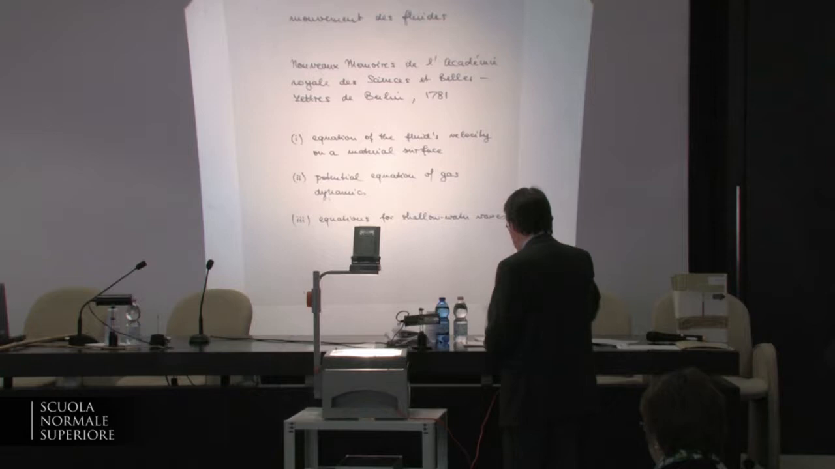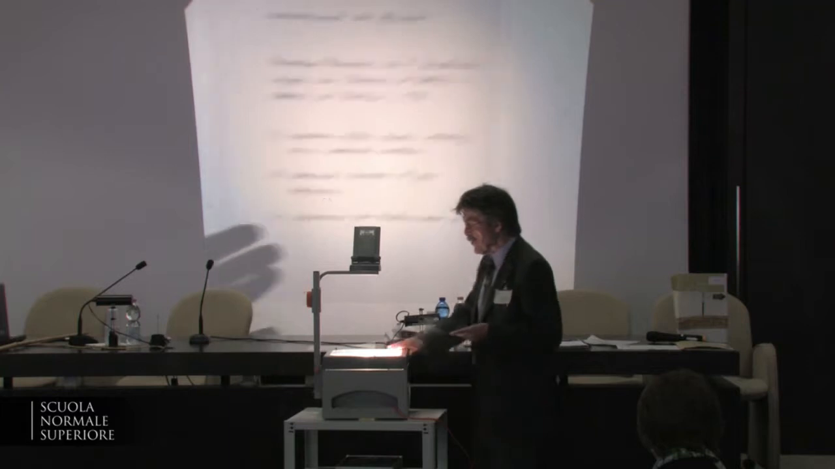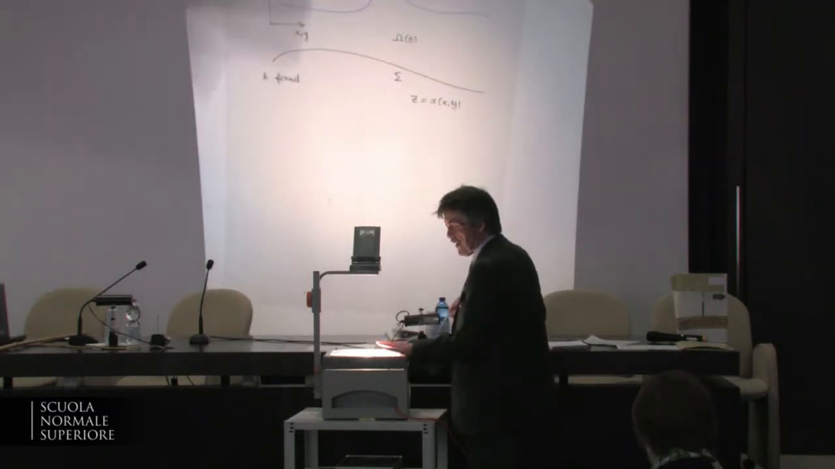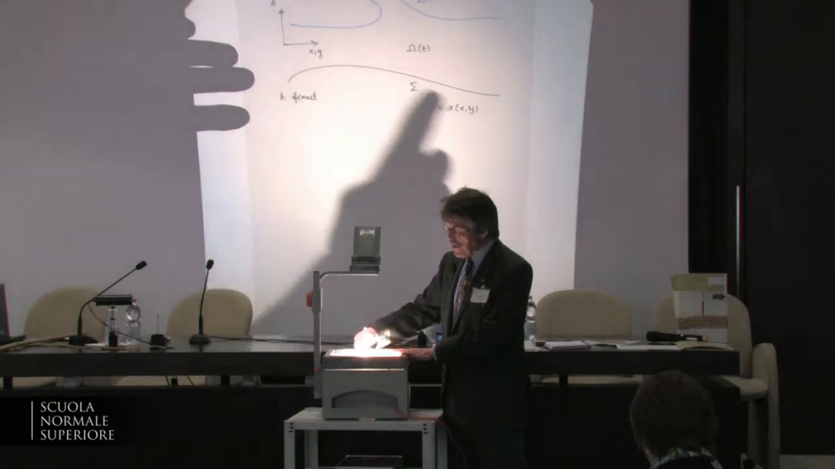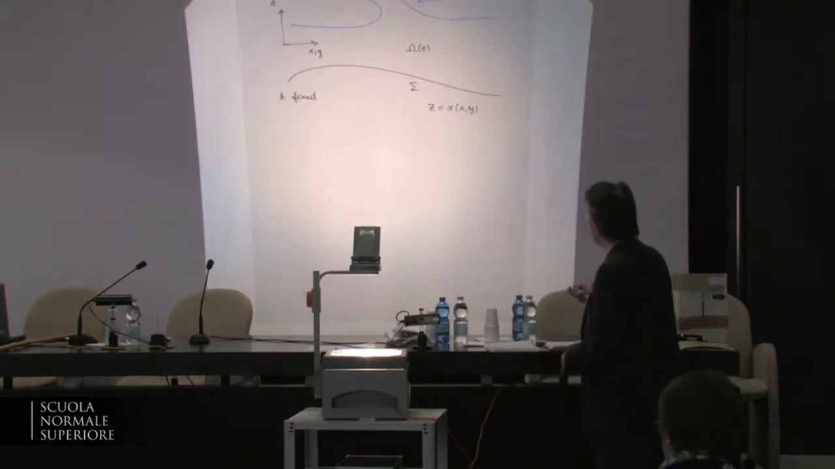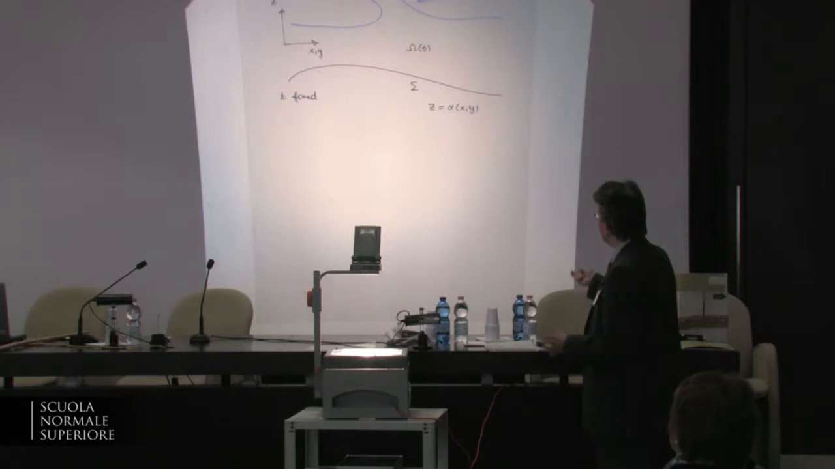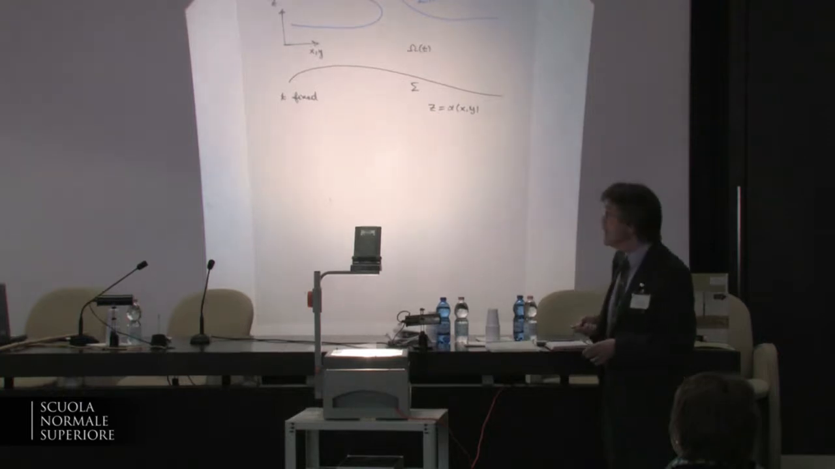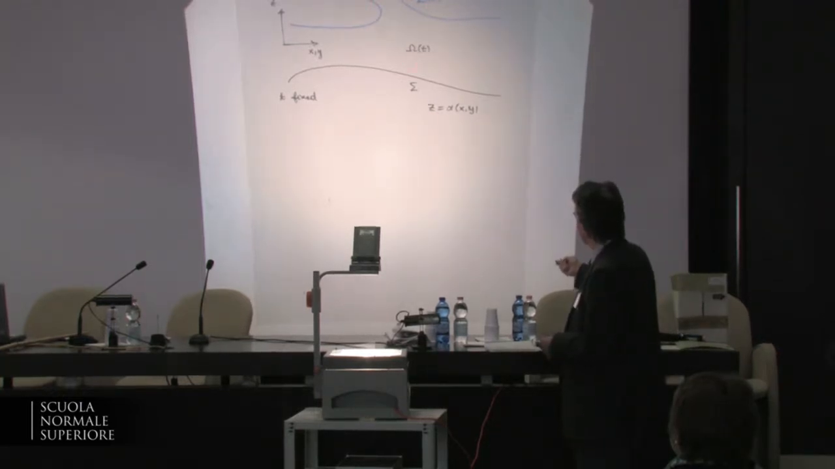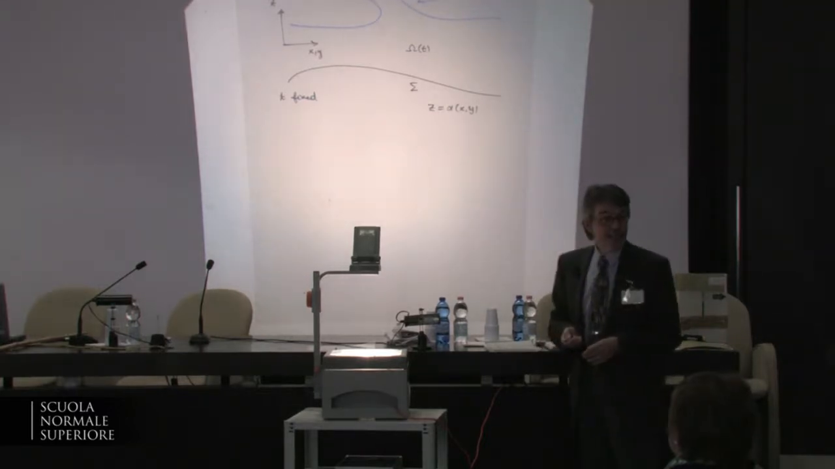Okay. When you derive the equation of the fluid's velocity on the material surface, you consider a fluid like this. You have a solid boundary here below, say this is rock or sand, and then there is water above it. And then you have a surface that separates the water, the blue one, from the air above. So you have two surfaces here that separate the fluid from some other material.